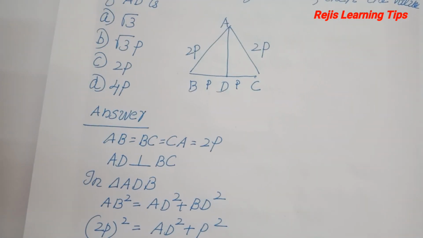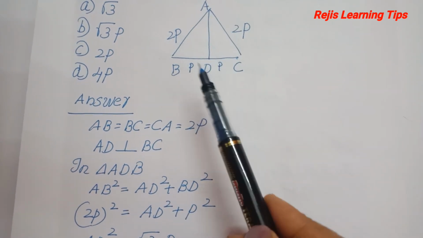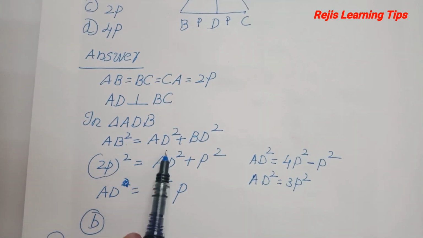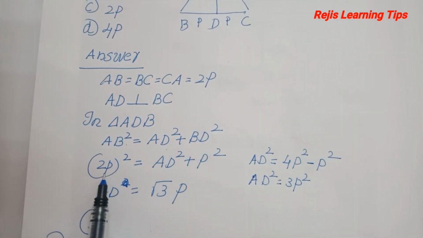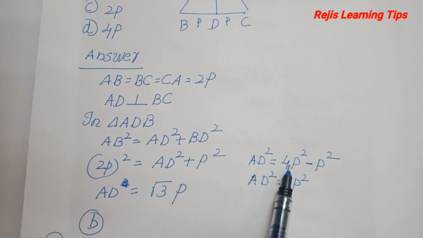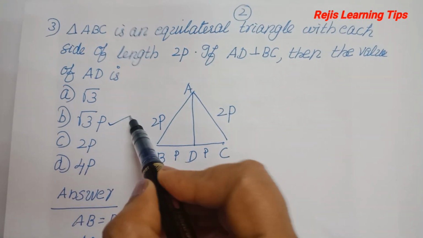Then in triangle ADB, AB square is equal to AD square plus BD square. AB is 2p, so 2p the whole square is equal to AD square plus p square. Then AD square is equal to 4p square minus p square. Therefore, AD square is equal to 3p square. So, AD is equal to root 3 p. So, our option B.